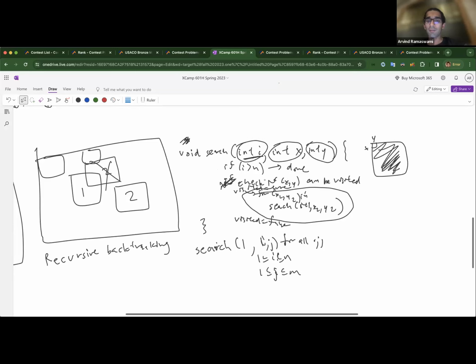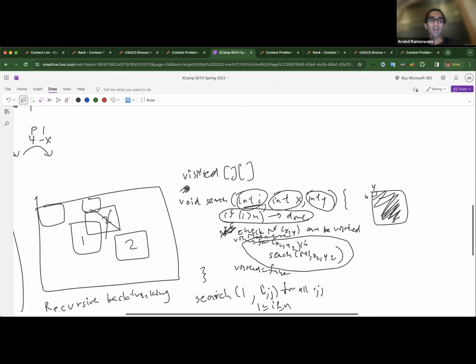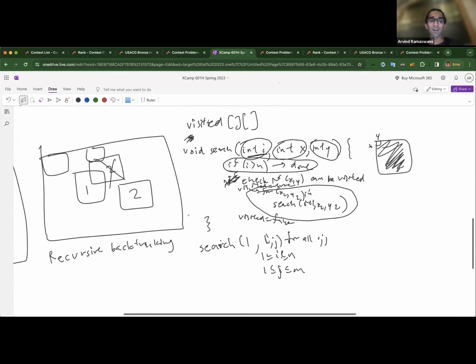How you do this is you check if this block can be visited, and if it can be visited, then you can assume you have a global visited array. Just mark the visited array true where the square is, and then recurse for your next block. Once you've done recursion for all possible locations for your next block, then you mark visited as false. And if i is greater than n, then that means you're done and you found a solution. This is called recursive backtracking.